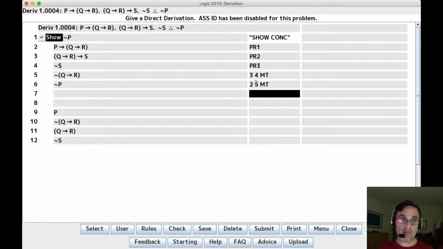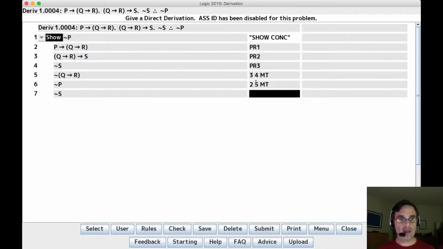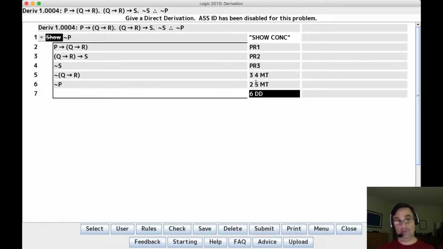And there's not P. Hey, that's what we were looking for. So that means that we are done. So there we go. So again, it's the same general strategy. Show the conclusion, list the premises, look for inference rule applications, specifically modus ponens or modus tollens, until we get the conclusion for direct derivation.